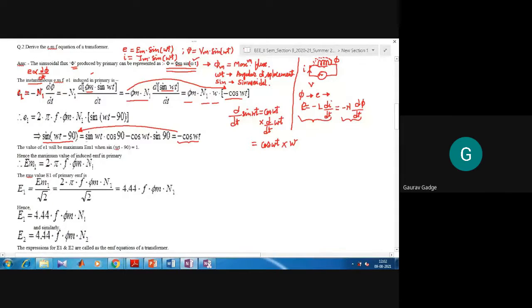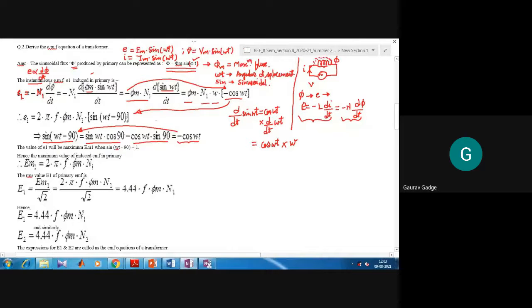Now what is sin omega t minus 90? Sin a cos b: sin omega t cos 90 minus cos a sin b: cos omega t sin 90. Now what is cos 90? Cos 0 is 1. Cos 90 is 0. So this particular term becomes 0. What do you get? Minus cos omega t sin 90. Sin 90 is 1, and therefore you get minus cos omega t. So it means when I have to replace this minus cos omega t, I can do the adjustment as sin of omega t minus 90.